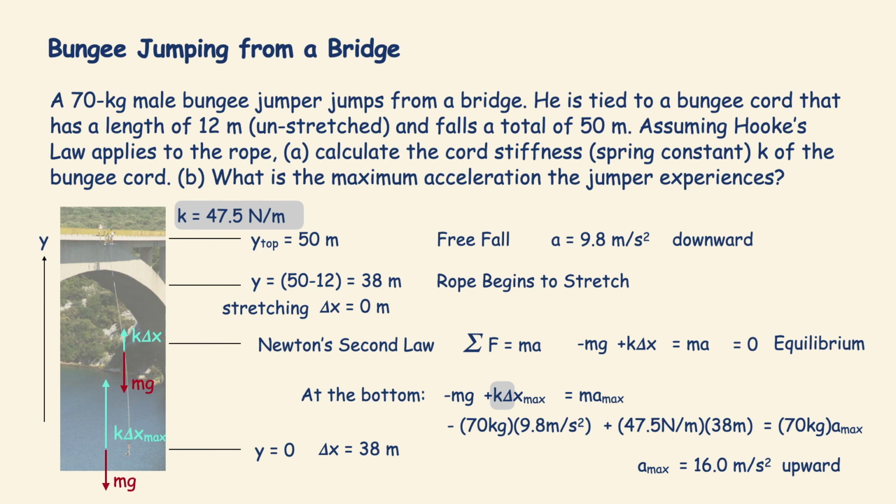As it stands, however, in our problem, at the very top, during the free fall, we have 9.8 meters per second squared downward, and at the very bottom we have an acceleration due to the combination of gravitational and elastic force, 16.0 meters per second squared. So that clearly is the larger acceleration in magnitude. So the answer stands that the maximum acceleration occurs at the very bottom of the jump, where the jumper stops momentarily, and is equal to 16.0 meters per second squared upward.